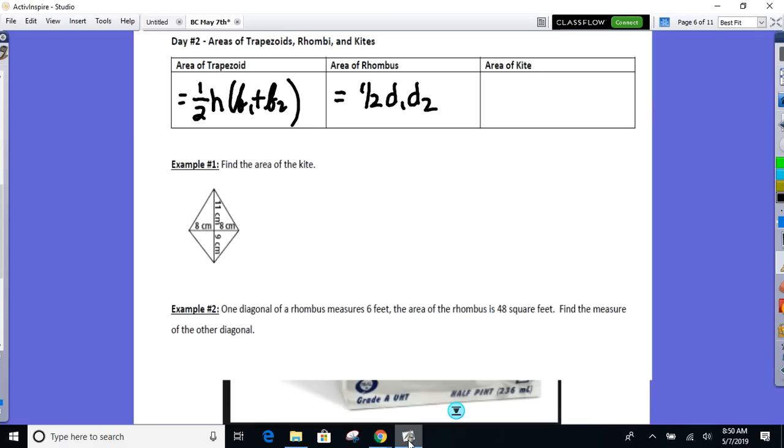26. Thank you, yep. Are the diagonals congruent in a kite? No, numbers should be different. Find the area of this kite here. All right, so 1/2 diagonal 1 times diagonal 2.